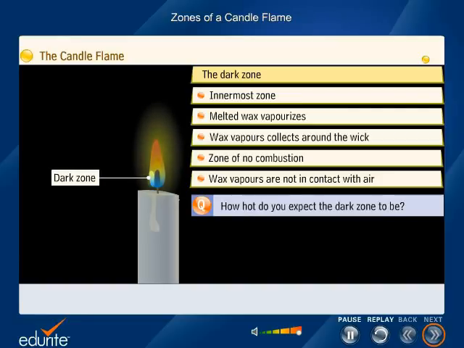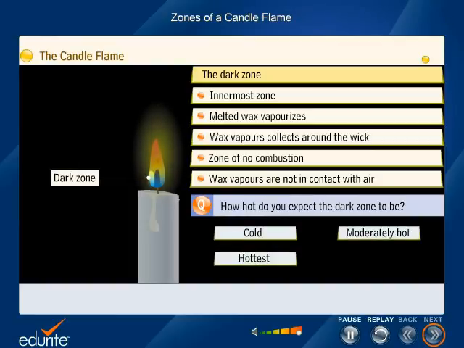How hot do you expect the dark zone to be? Cold, moderately hot, hottest, or least hot? Yes, the dark zone is the least hot zone.